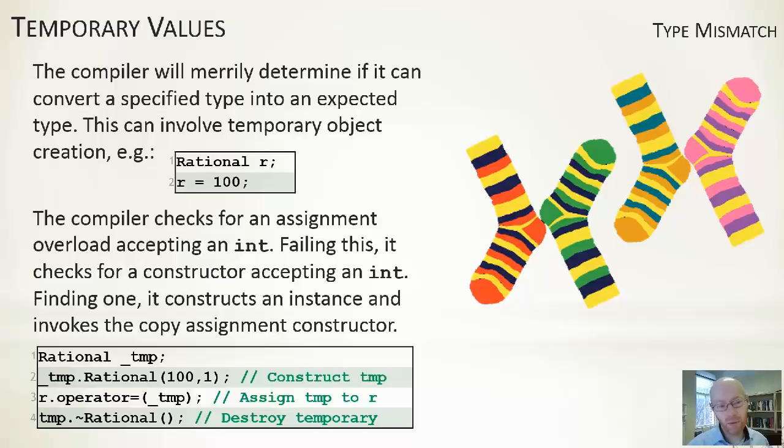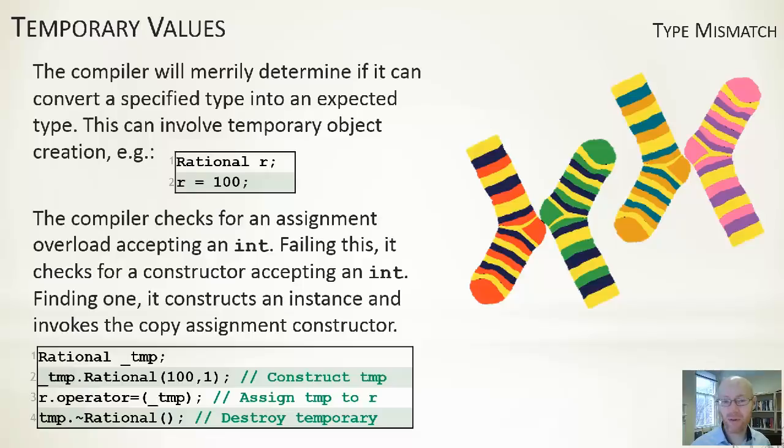So if we do rational R and we do R is equal to 100. Now there we're in a quandary because we're likely to have a temporary object being generated. So the compiler checks for an assignment overloader accepting an int. Again, that will be the first thing it will check. There probably won't be an assignment overloader for an integer. Certainly we never defined one. So it checks that first of all, sees, okay, there's nothing I can call here that can take in an int. The next thing it's going to check then is, is there a constructor that accepts an int?